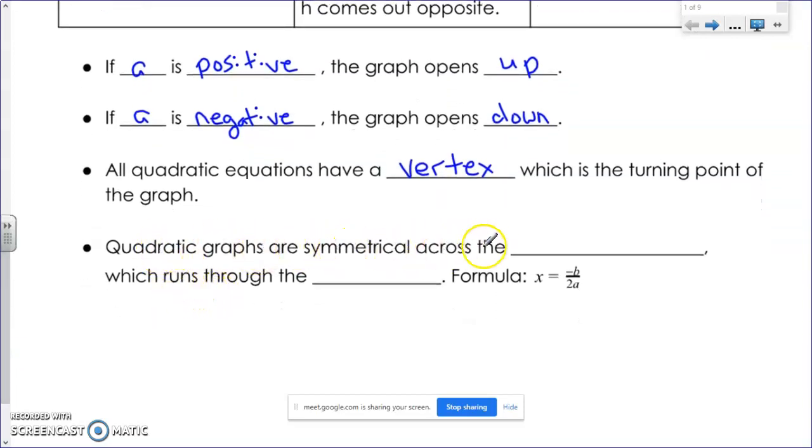Quadratic graphs are symmetrical across the axis of symmetry, which runs through the vertex. If you don't have the vertex and you just have standard form, you use the formula x equals negative b over 2a to find that x value.